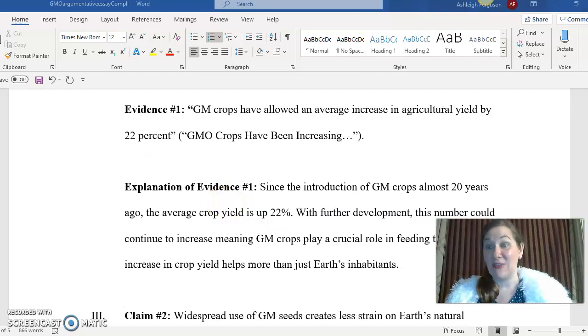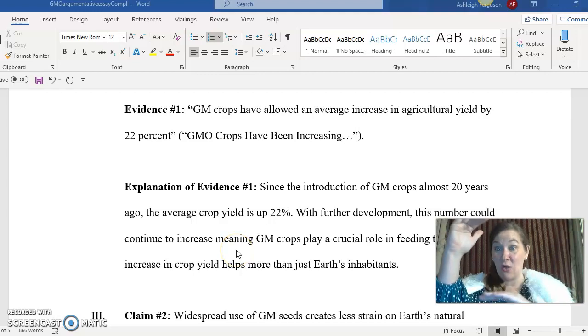Now, he couldn't just end on that quote. He has to elaborate and explain how that quote proved his argument of why GM foods could help world hunger. He says, since the introduction of GM food crops almost 20 years ago, the average crop yield is 22%. With further development, this could continue to increase, meaning GM crops play a crucial role in feeding the world. The increase in crop yields helps more than just the Earth's inhabitants. So you're going to notice he explained himself. Think of this as a paragraph full circle.